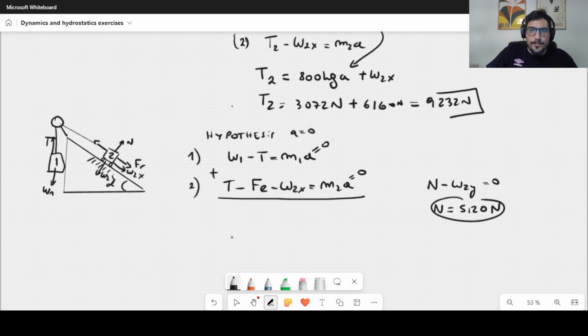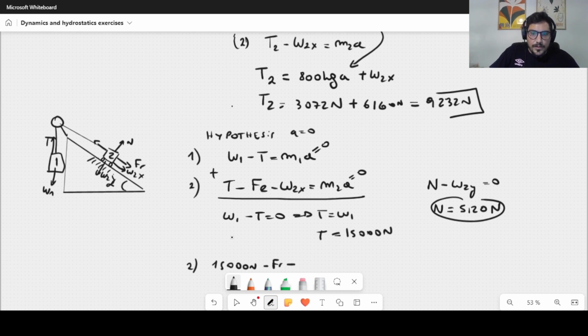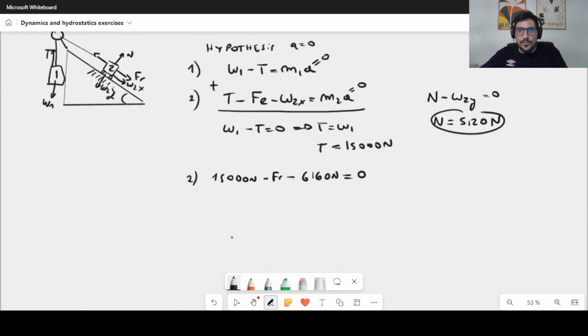acceleration 0. Okay? So in this case, weight 1 minus tension is 0. So tension should be equal to weight 1. And we know that is 15,000 Newton, from the previous exercise, the weight 1. If tension is 15,000 Newton, in the second equation, we have 15,000 Newton minus friction minus weight 2 in x. Weight 2 in x is 6,160 Newton, equal to 0.